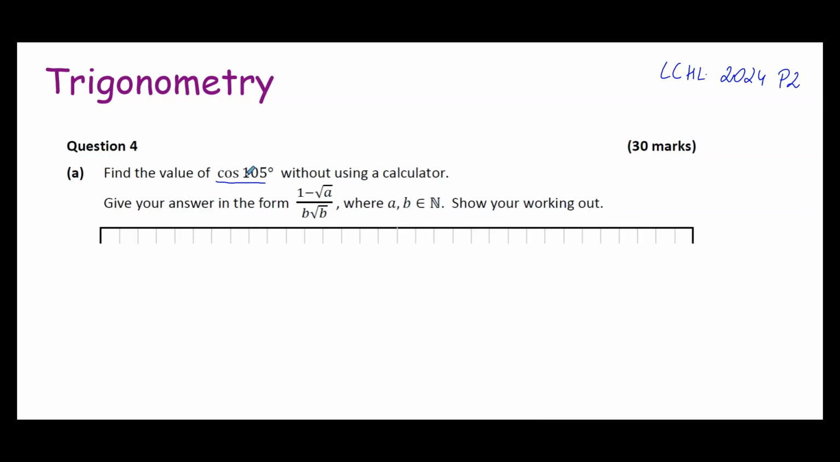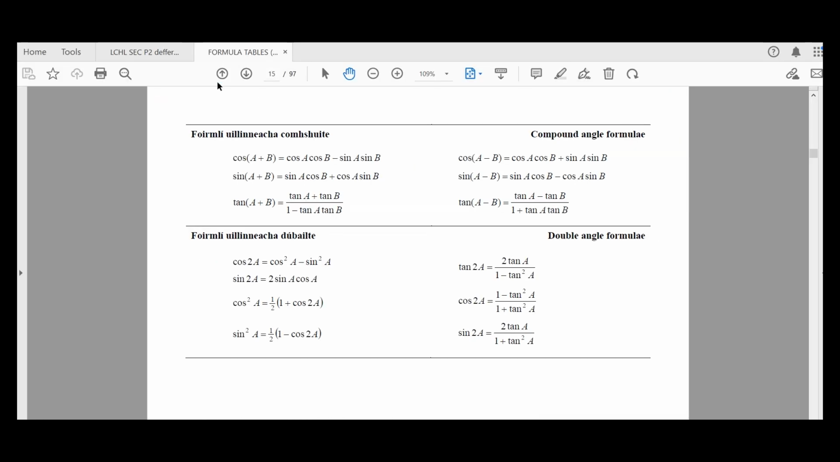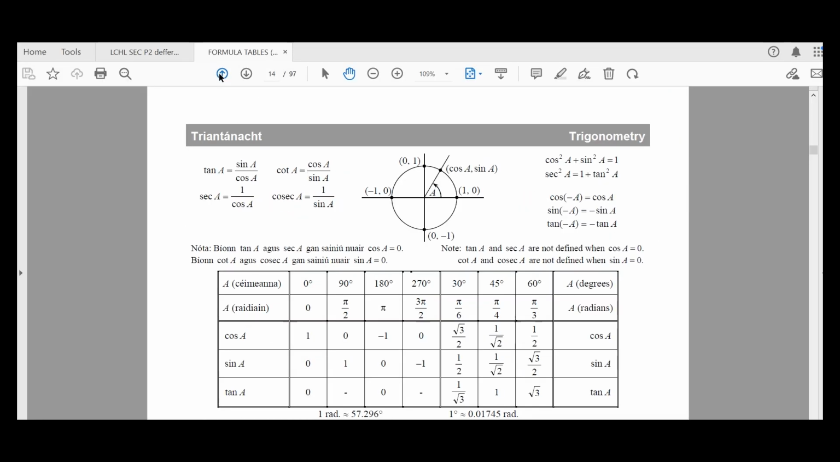What do they want us to do? They want us to use the formulas from our table. Now, the idea here is that cos of 105, we don't have that value in our table. But if we go to our maths table here, page 13, we have specific angles and therefore the values associated with those angles. And that's what we can use.